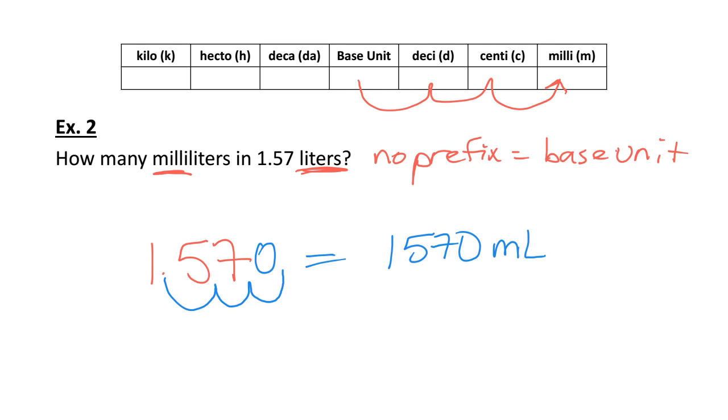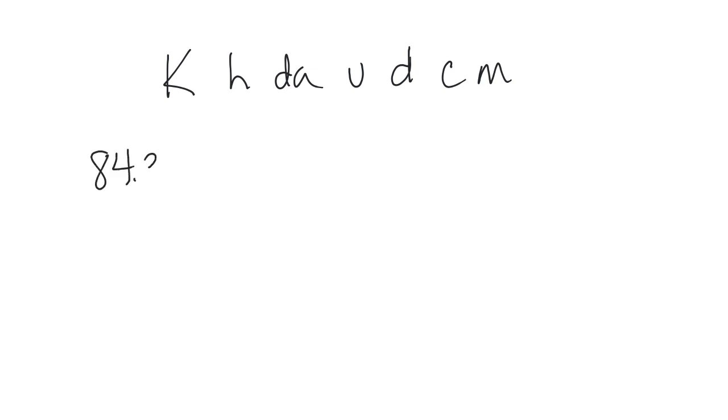Okay, on the next slide, we're not going to use the chart so much. We're actually just going to try and learn to convert using conversion factors. So on this one, I'm still going to write my King Henry doesn't usually drink chocolate milk. We're still going to need that chart, but this time let's convert 84.3 kilometers to how many? Oh, we'll just go hectometers. We're only going one space.